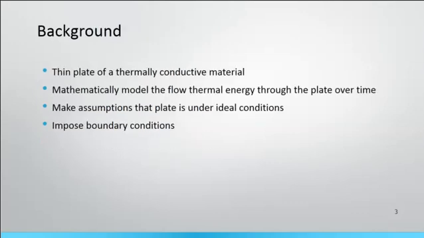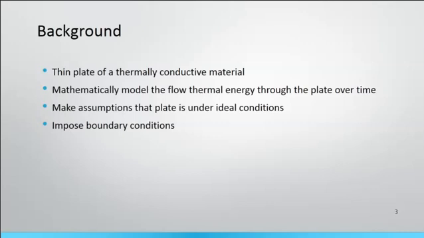To understand the mechanism behind the heat equation, you must understand what it physically means. The main assumption made for this model is that we have a negligibly thin plate of conductive material. Heat is allowed to flow through the material. The purpose of the heat equation is to mathematically model the flow of heat through this plate over time. We also make the assumption that the plate is under an ideal condition, such as uniform density, uniform specific heat, perfect insulation, and no internal heat sources.